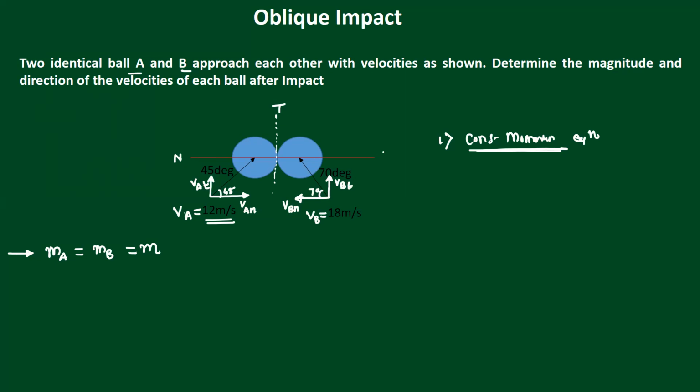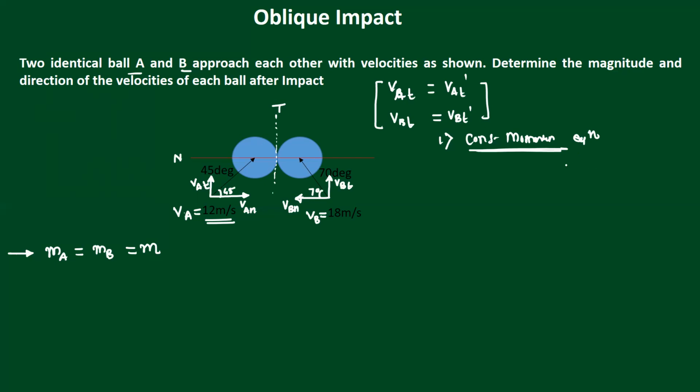Now in case of oblique impact, always remember the tangential components of velocity, VAT and VBT, will remain the same before impact and after impact. So VAT is before impact and VAT dash is after impact. Similarly, VBT is equal to VBT dash. So these velocity components will remain the same. We only have to find the normal components after impact. For that, we will use the conservation of momentum equation and the coefficient of restitution equation.